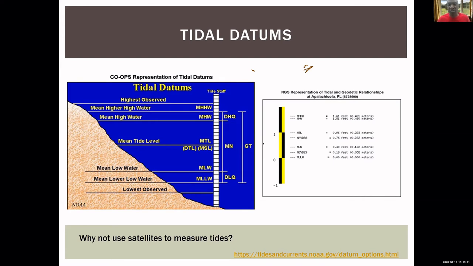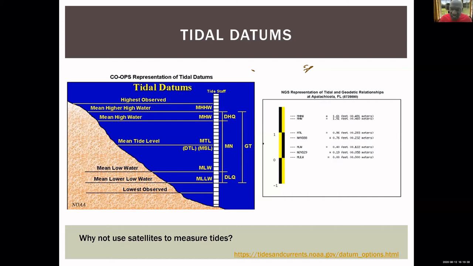Nowadays we don't need to do that. It's totally automated. It either measures the water height or the pressure of the water, which is translated to the height, how high the water is.